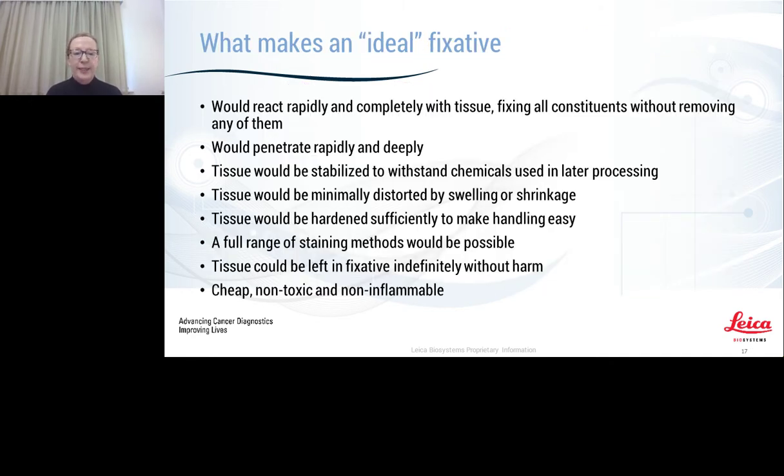So what would make an ideal fixative? An ideal fixative should react rapidly and completely with tissue, fixing all the constituents without removing any of them. It would penetrate rapidly and deeply. Tissue would be stabilized to withstand all the chemicals that are used in later processing. They should be minimally distorted by swelling or shrinkage, should be hardened sufficiently to make handling easy, and you should be able to perform a full range of staining methods, and that would include IHC or any molecular assays that are needed. Tissue should be left in fixative indefinitely without harm, and should be cheap, non-toxic, and non-inflammable.